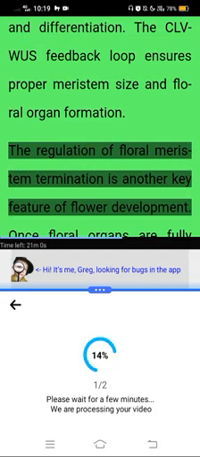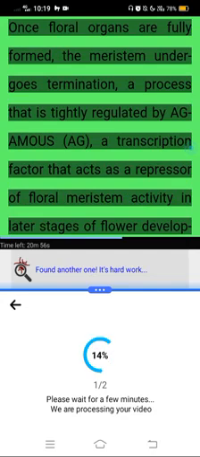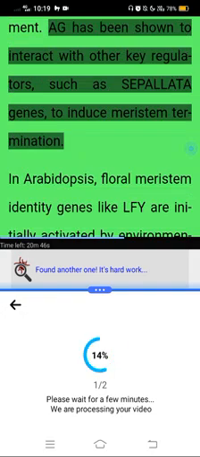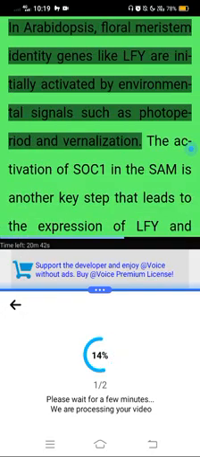The regulation of floral meristem termination is another key feature of flower development. Once floral organs are fully formed, the meristem undergoes termination, a process that is tightly regulated by AGAMOUS, AG, a transcription factor that acts as a repressor of floral meristem activity in later stages of flower development. AG has been shown to interact with other key regulators, such as SEPALLATA genes, to induce meristem termination.